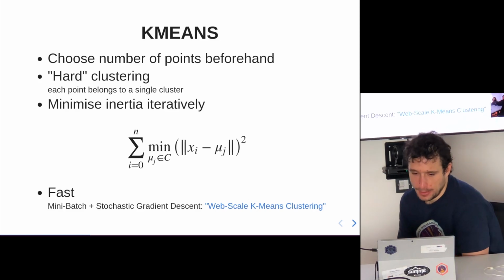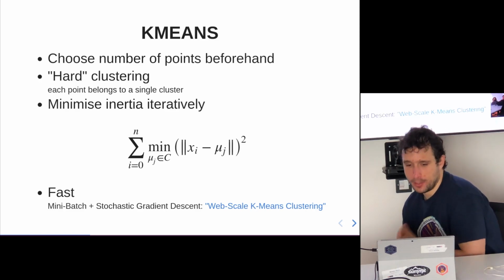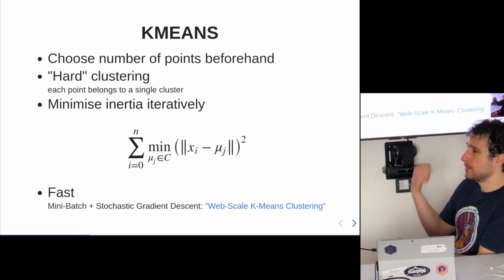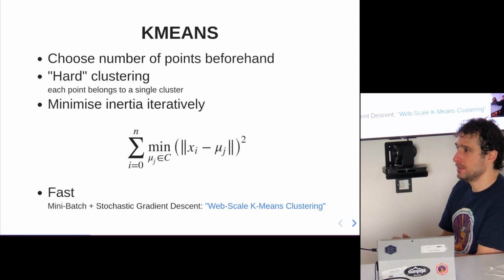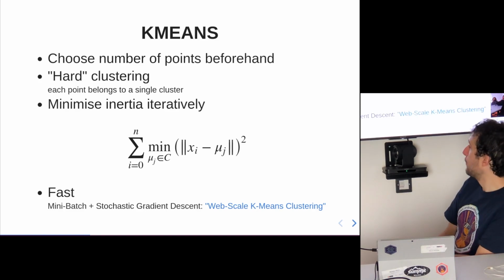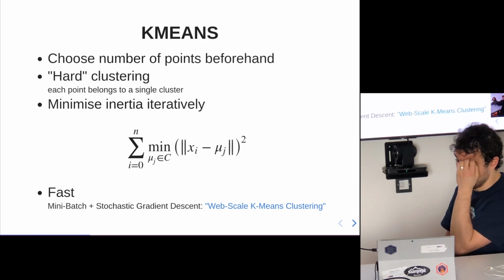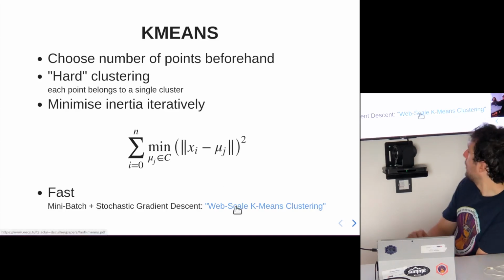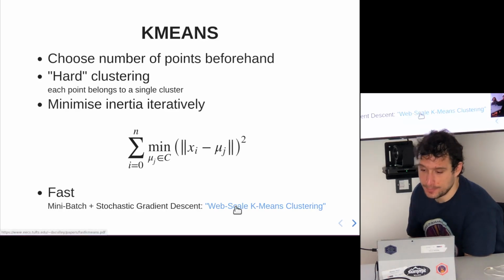There are also implementations with stochastic gradient descent, which means we can optimize this by computing the gradient in a stochastic way with batches. If we merge these two approaches, we get a highly scalable and very fast algorithm. There's an article for those who are curious.